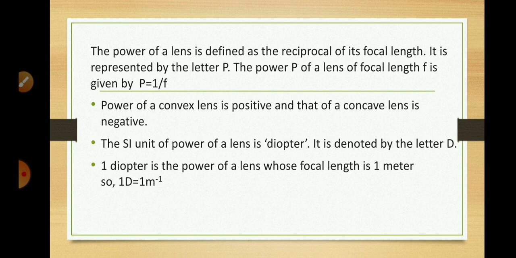So when focal length is small, power is larger because it is inversely proportional. And when focal length is larger, power is small. So focal length of lens and power both are inversely proportional to each other. Power of convex lens is always positive and power of concave lens is always negative.